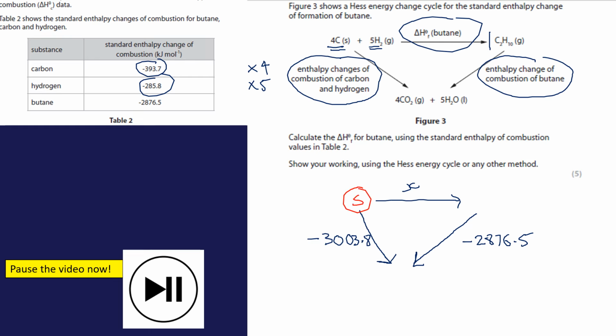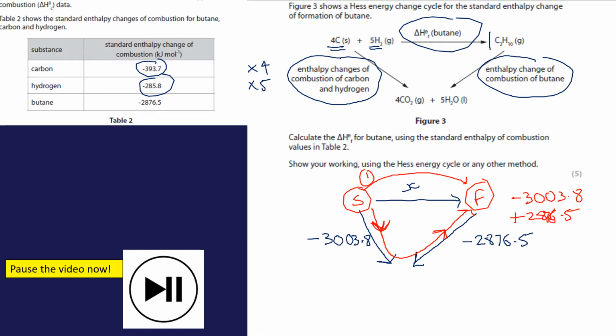My start point is here, my finish point is here. So my route 1 is equal to x. I always make my route 1 my unknown value. And route 1 is equal to route 2. Route 2, I've got to go this way around the circle or the cycle. So it's the same direction as this arrow, which is minus 3003.8. But this time I'm going against this arrow. Look, I'm going in the opposite direction. So this, instead of being minus 2876.5, it becomes plus 2876.5. It's a bit messy.